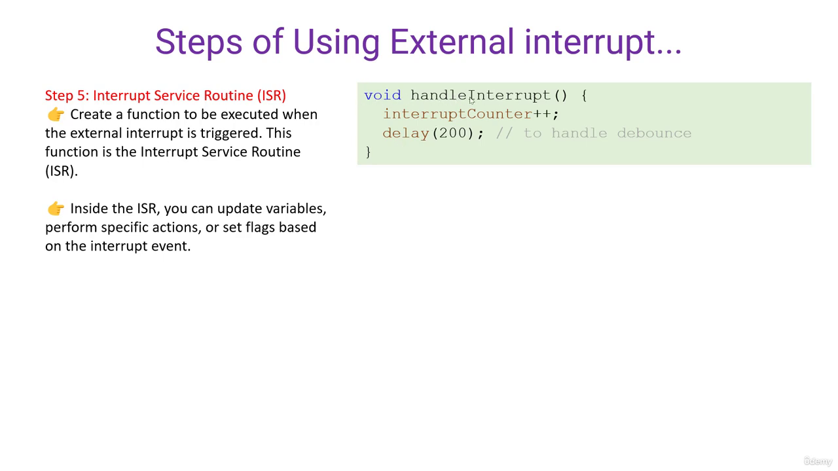This is the name of the interrupt service routine. Within the function, we are using a counter like interrupt counter plus plus. It is incrementing the value of the counter. And we are also using a delay, as we are using a switch for external interrupt. With the switch, the debounce effect might come at the external interrupt. So to handle that, we are using a delay here.